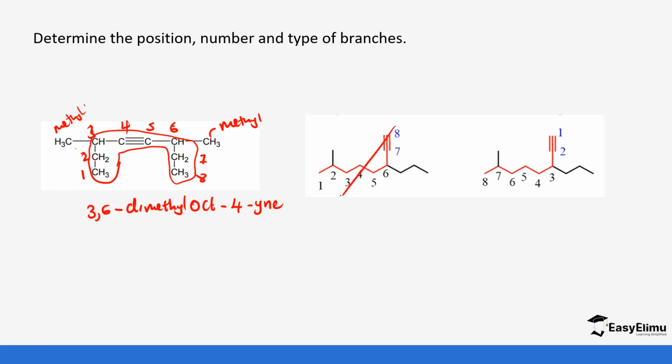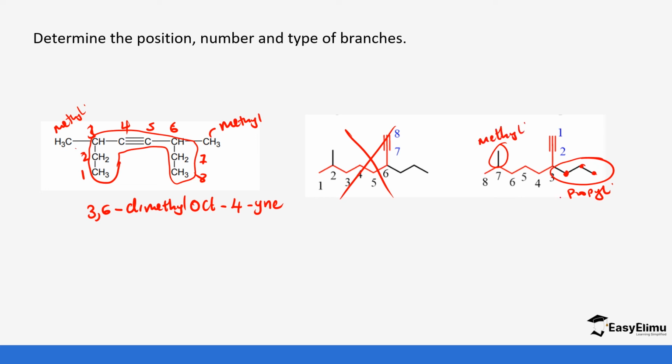So remember, we're not using this. There's a branch here and there's a branch here, because the red one is the longest chain. So this branch is called, 1, 2, 3, propyl, and this one is methyl.